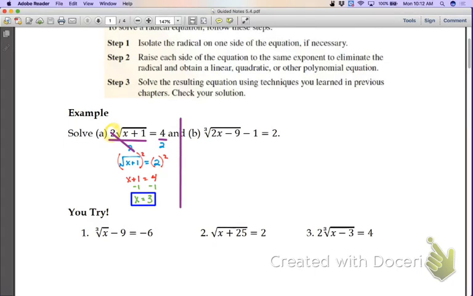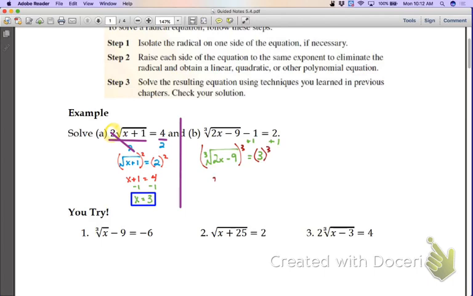How am I going to get the cube root by itself? What do I need to move first? Add the 1. So I have the cube root of 2x minus 9 equal to 3. Now, what do I need to do to both sides? This is basically step 2. What power do I need to take both sides to? The third. So take that to the third, take that to the third.